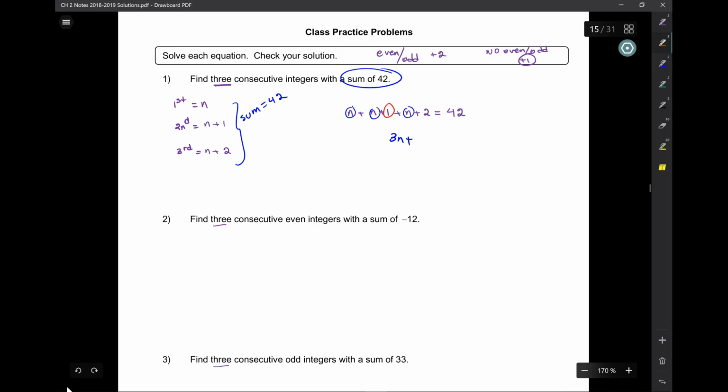And then I got a 1 and I got a 2. First of all, let's finish this one. 3n was 39. Divide by 3, divide by 3. So n is 13. I think most of you got this one. So the integers are 13, 14, 15.